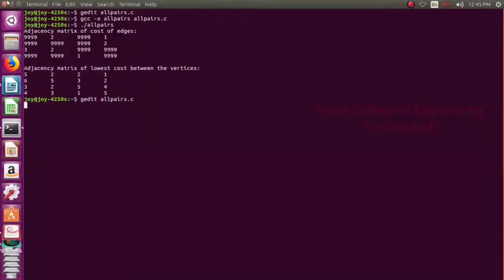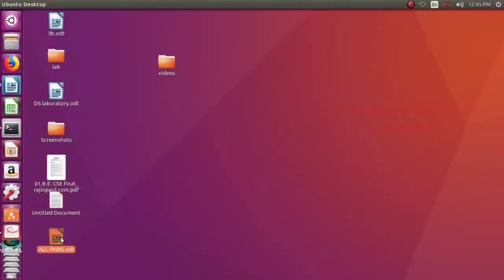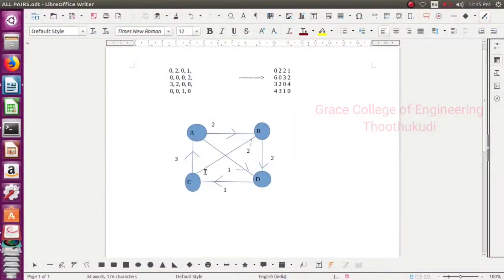I explain it in a separate form. See here I have one matrix, 0 2 0 1. It indicates the cost of the edges, or the weight of the edges. Here I have 4 vertices A, B, C and D. From A I have 2 adjacent vertices, B and C. B has a weight 2 and C has a weight 1.